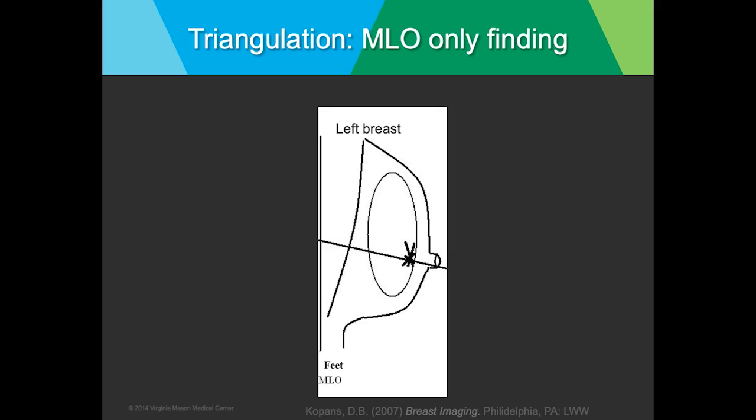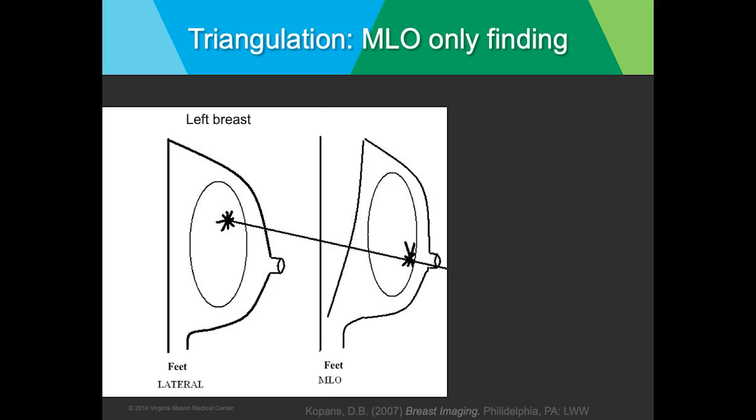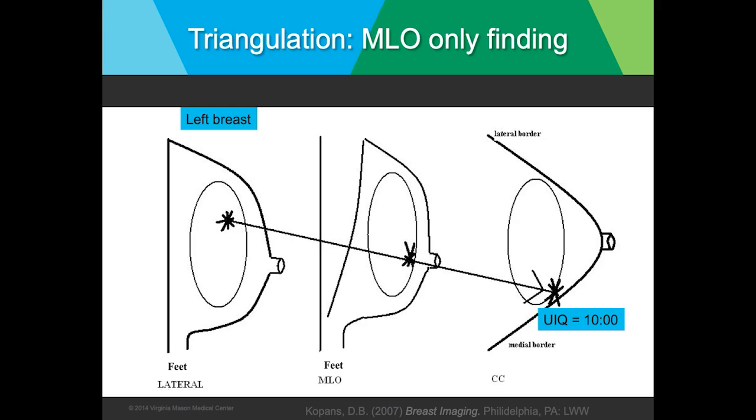So the next step would be to get a true lateral view. And this shows that this particular lesion rose or went to the superior aspect of the breast on the lateral view, indicating that the lesion is in the upper portion of the breast. What this means, if you follow it through, is that since the lesion rose on the lateral, it's actually in the medial portion of the breast. So since this is the left breast in this example, that would be in the 10 o'clock region or upper inner quadrant of the breast.